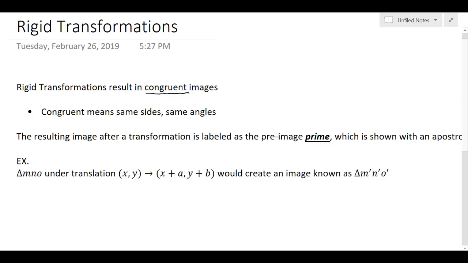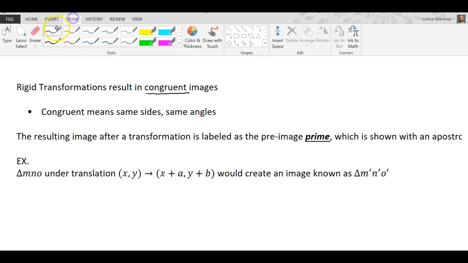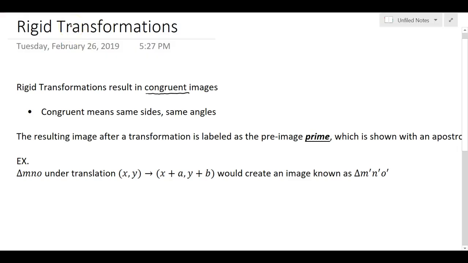Congruent image. Now, in all cases, what congruent means is that the shape has the same side lengths. It's the same size. All the sides have remained the same length, and the angles have remained the same.